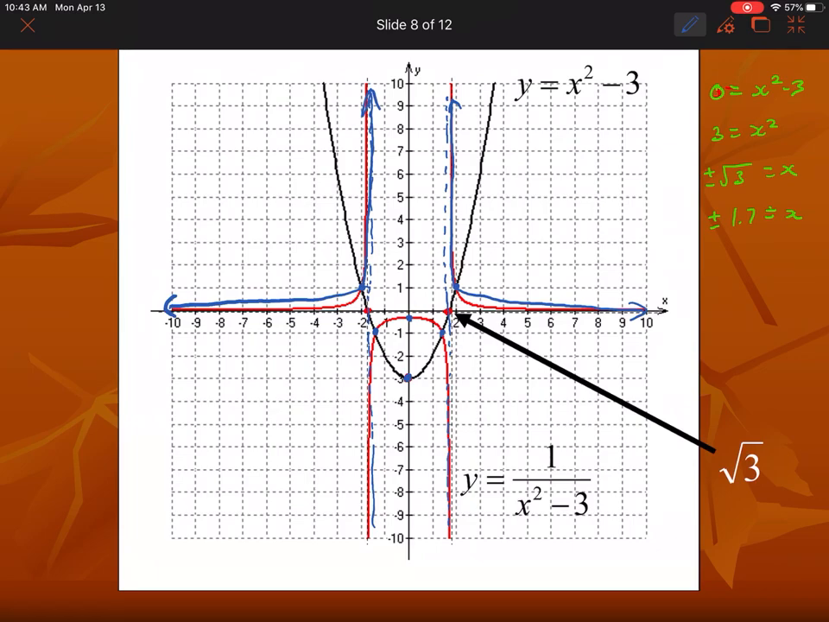Difficult example. So bad news here, these are difficult examples. The good news is they're pretty repetitive. There's no extra tricks than what you've seen so far.